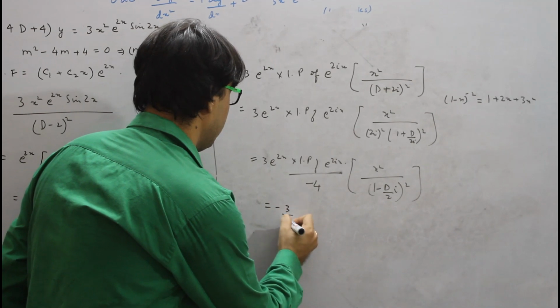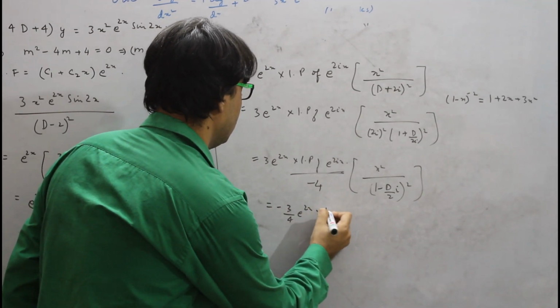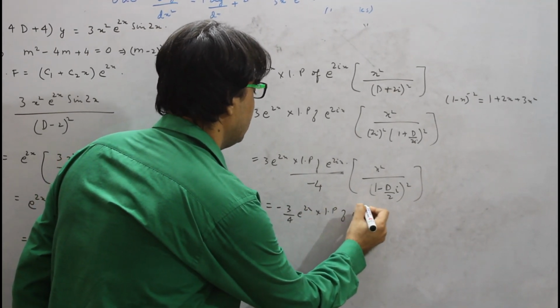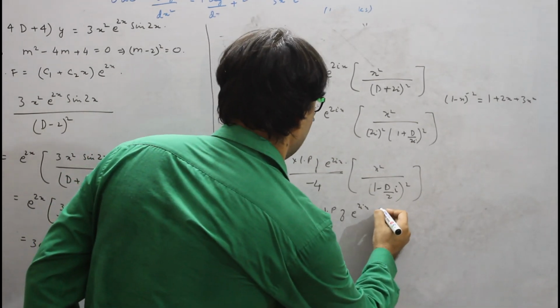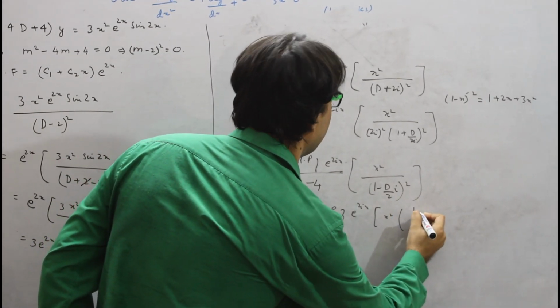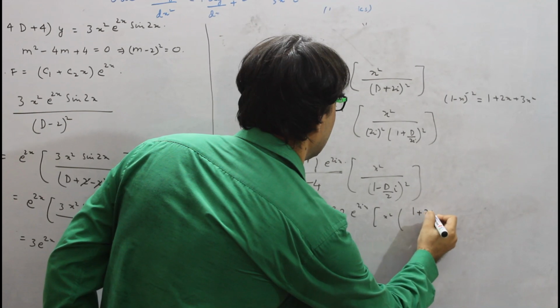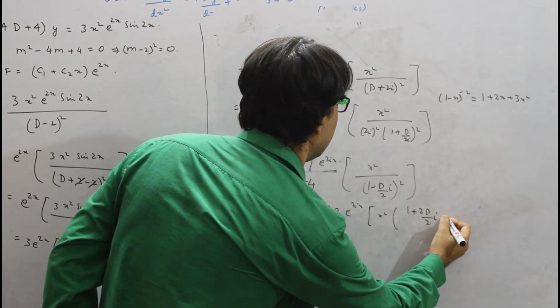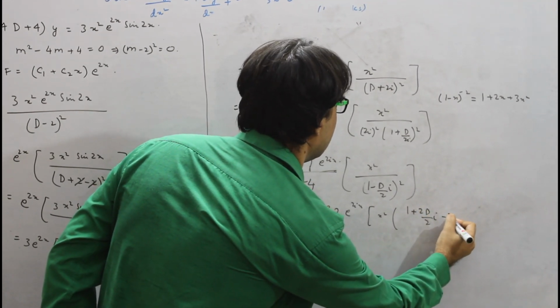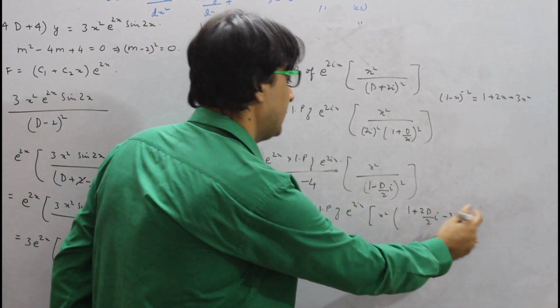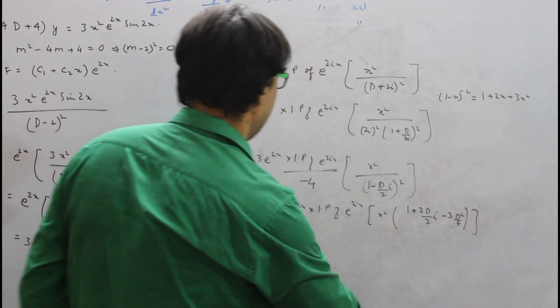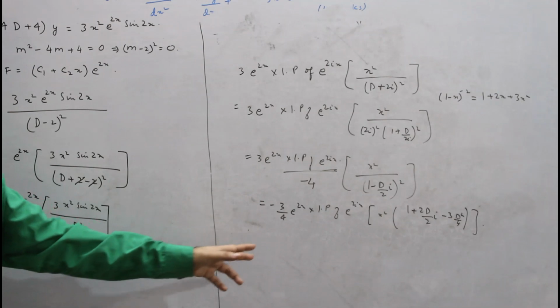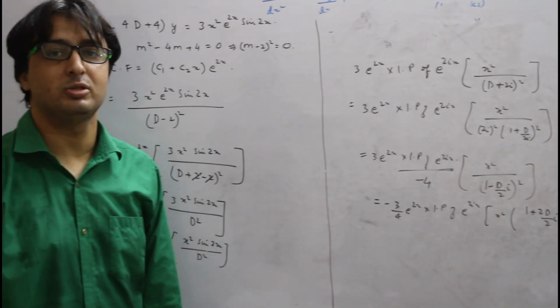So this is 3 by 4 e to the power 2x into the integrating factor of 2ix into x square into 1 plus 2 times of d by 2i minus of 3. This is i, because i square is minus, and we can find the answer. The answer will be the same as for this question. Now we are going to take the next question.